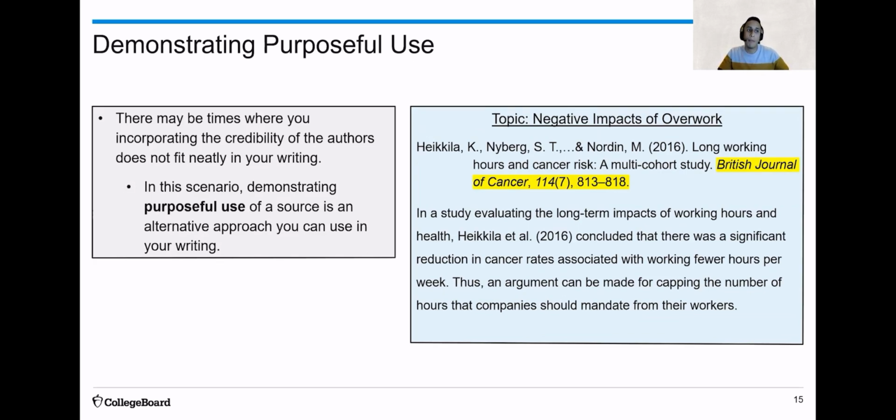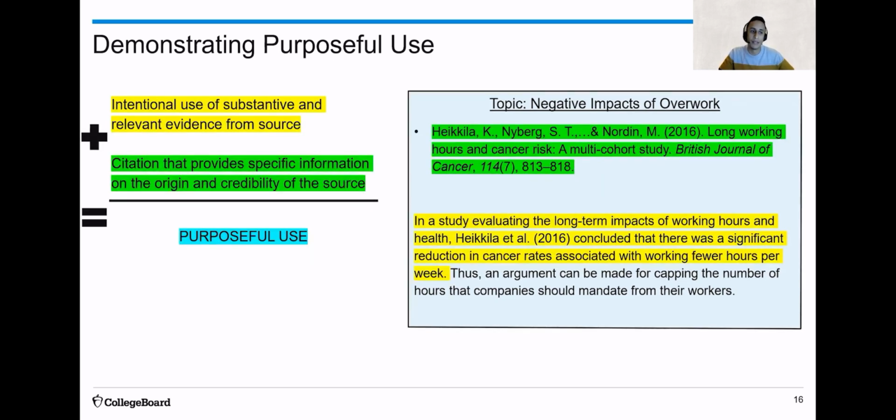But in addition to that, remember that you also have to focus on that purposeful use. So you have to use the source in a purposeful way. In a study evaluating the long-term impacts of working hours and health, Hikila et al. concluded that there was a significant reduction in cancer rates associated with working fewer hours per week. Thus, an argument can be made for capping the number of hours that companies should mandate from their workers. This source is being used in a way that is relevant to that argument. So for purposeful use, intentional use of substantive and relevant evidence from the source, plus a citation that provides specific information on the origin of the credibility of the source, equals purposeful use.